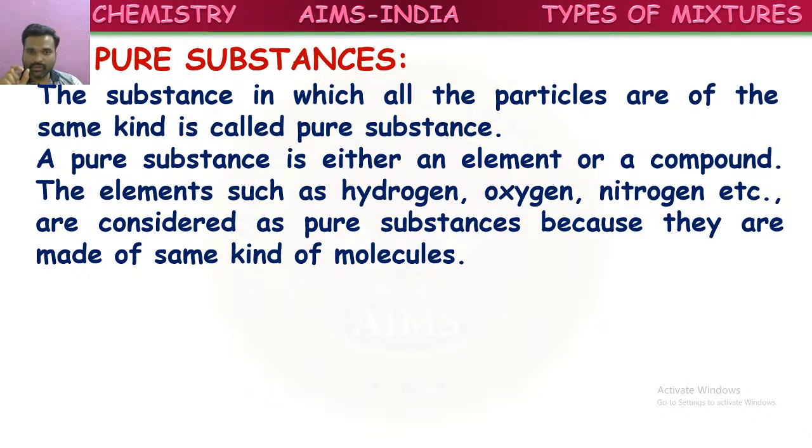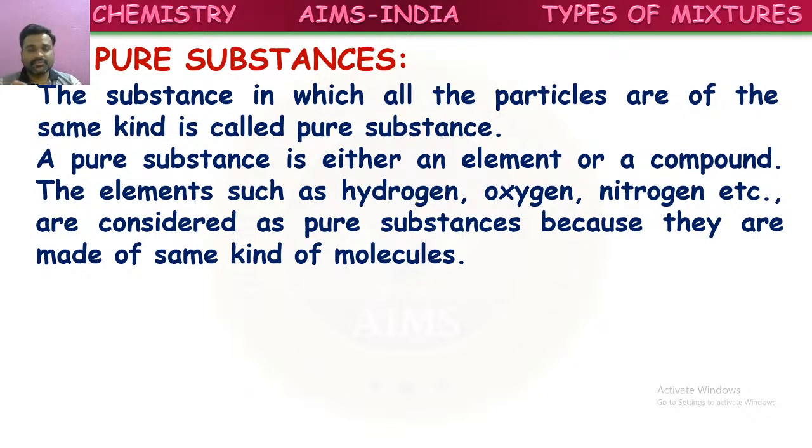If it has only one kind of atoms, then it is said to be an element. If it has only one kind of molecules in it, which are made up of two or more different atoms, then that is said to be a compound. Anyhow, these elements and compounds come under pure substances. The elements such as hydrogen, oxygen, nitrogen, etc. are considered pure substances because they are made up of the same kind of molecules.